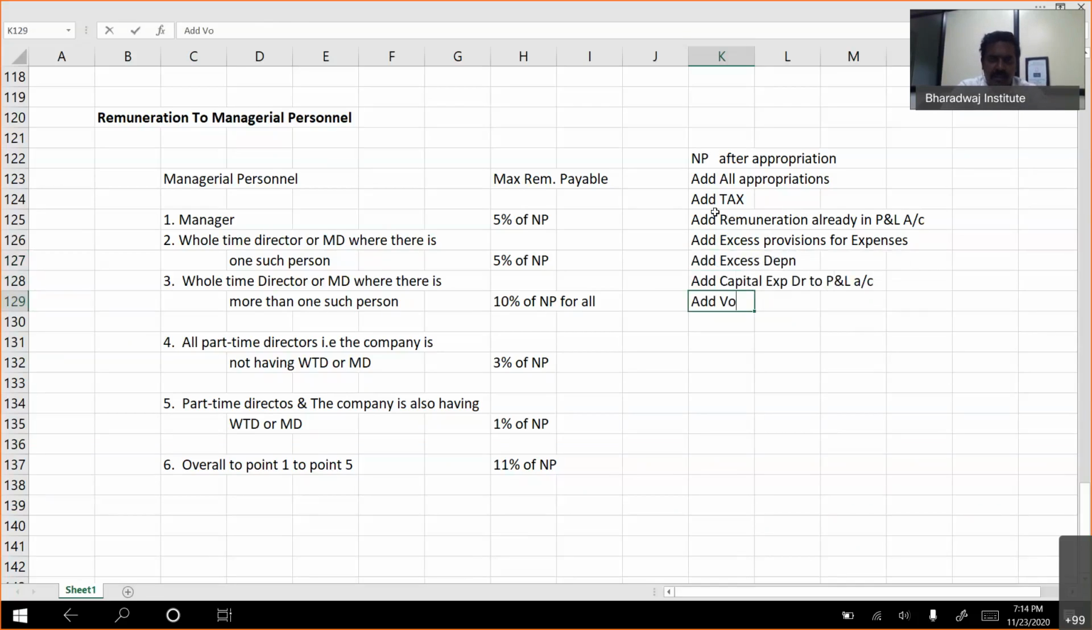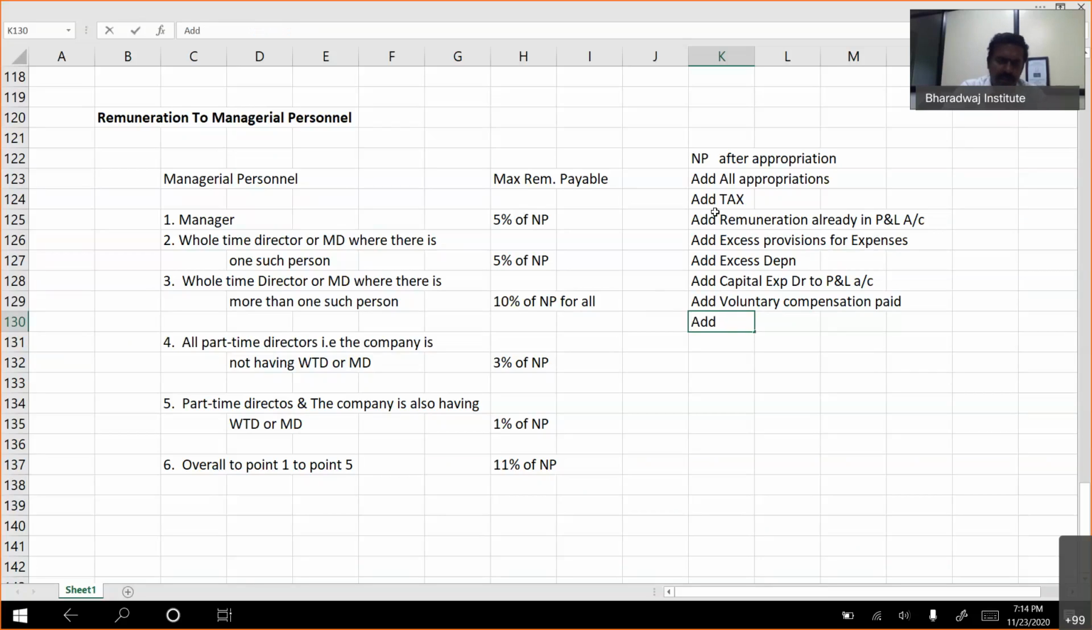Any voluntary compensation paid. For example, a workman got injury. As per law, you have to pay 5 lakhs, but voluntarily you compensated 8 lakhs. Extra 3 lakhs will be added back. Voluntary compensations paid, add.